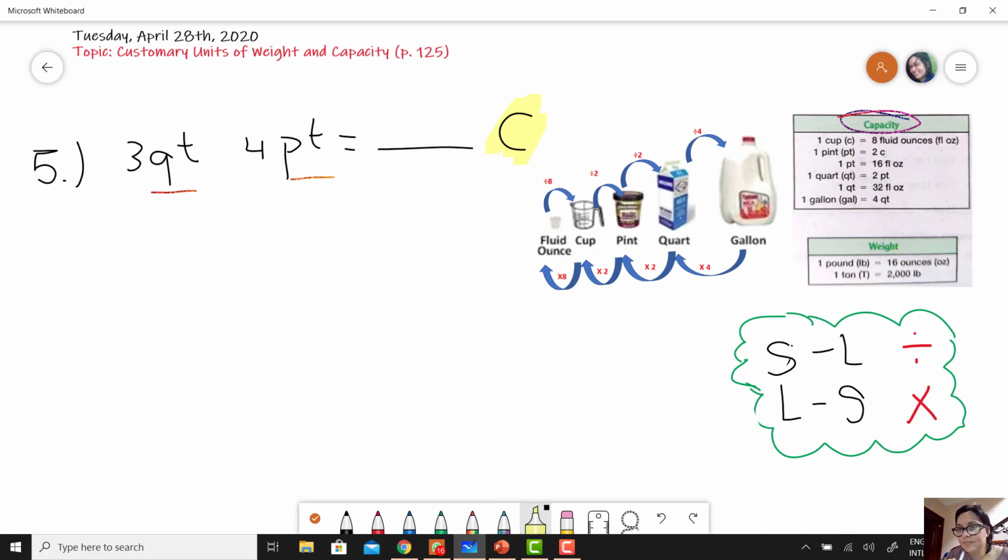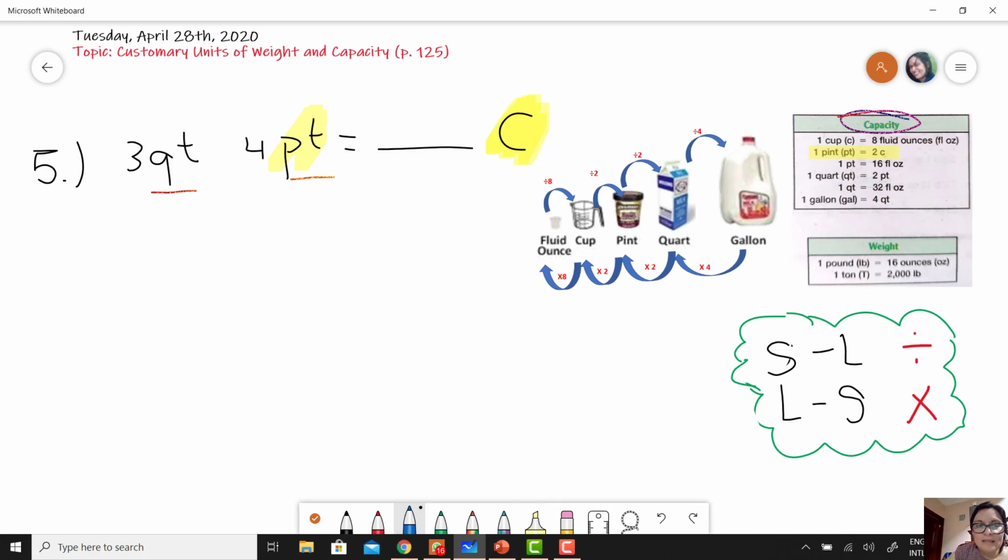Which one do we have? Do we have quarts and cups? No, right? Quarts and pints? Cups and pints? Yes, cups and pints. Remember that it has to be one that has cups and pints or quarts. So we found one with cups and pints.